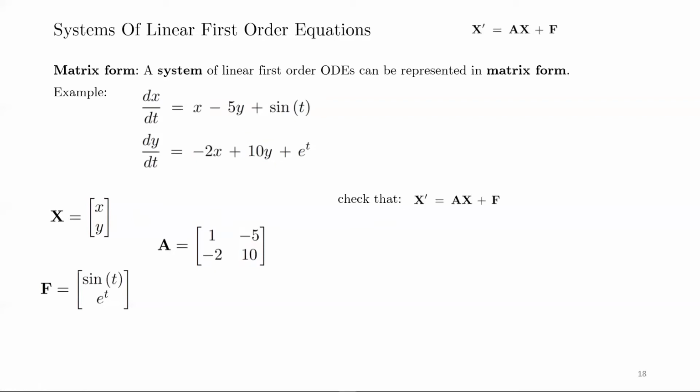Okay, so you might like to check that dx by dt equals this matrix A times the vector x. So this is a matrix multiplication, so you have to be careful to calculate that properly, plus this non-homogeneous term f.